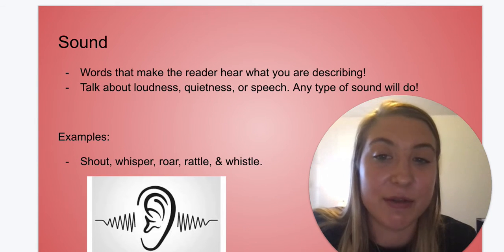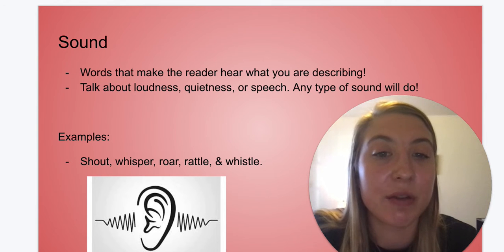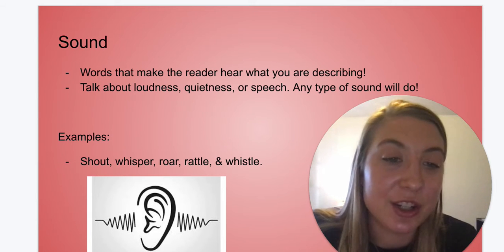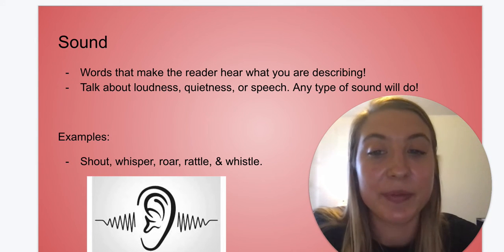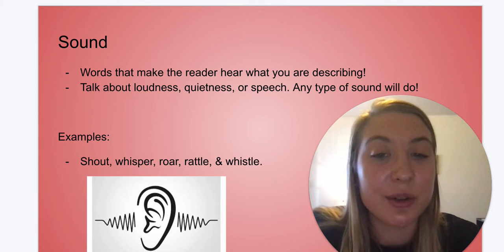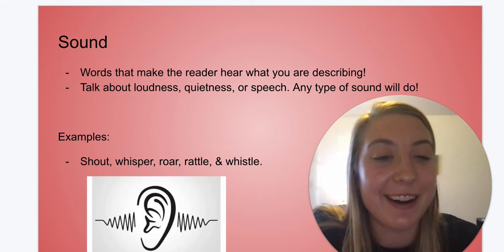And we have sound. These are words that make the reader hear what you are describing. You could be talking about loudness, quietness, or speech. Any type of sound will do. Some examples you might find in stories are shout, whisper, roar, rattle, and whistle.